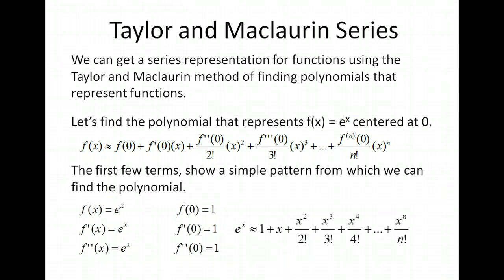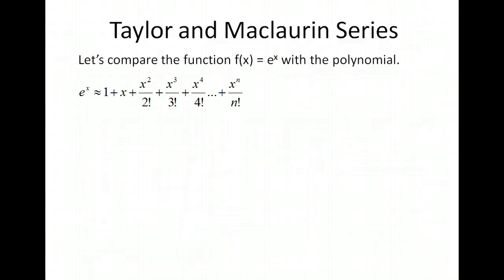So we end up with an approximation of e to the x as 1 plus x plus x squared over 2 factorial plus x to the third over 3 factorial and on to x to the n over n factorial. Let's take a look at some of the polynomials and compare them to the function e to the x.